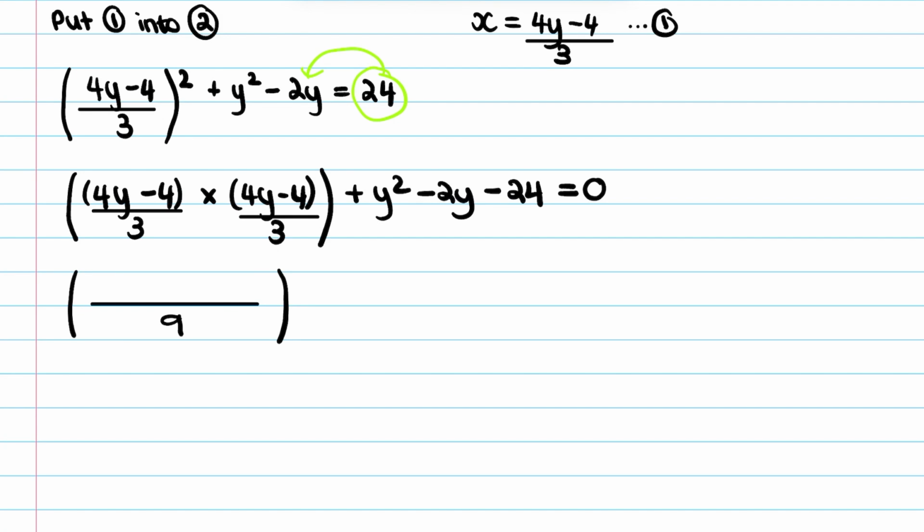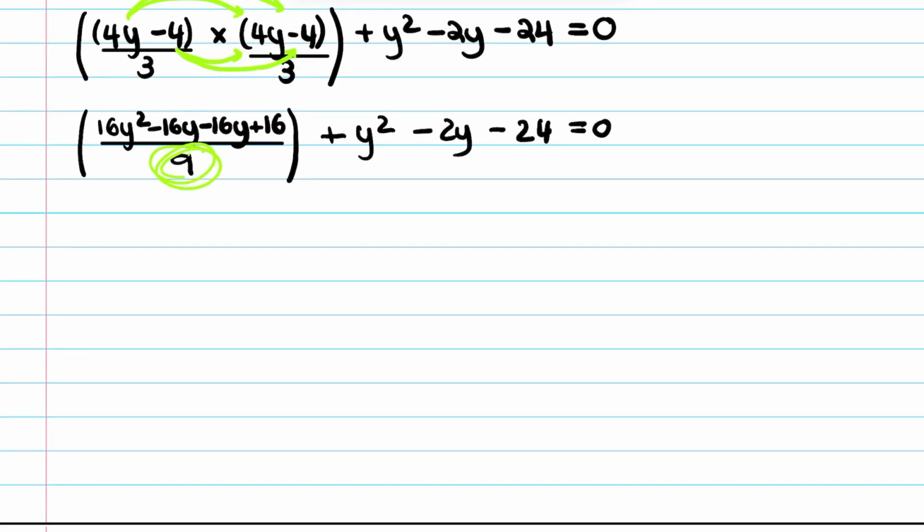Then I move on to the top. I like to put brackets around these because it makes me think of FOIL, right? So my firsts, my outers, my inners, and my lasts. So 4y times 4y is going to give me 16y squared. Then I have 4y times negative 4, that is going to give me negative 16y. Negative 4 times 4y is going to give me negative 16y. And finally, negative 4 times negative 4, that's going to give me positive 16. Then I'm just going to write the rest down.